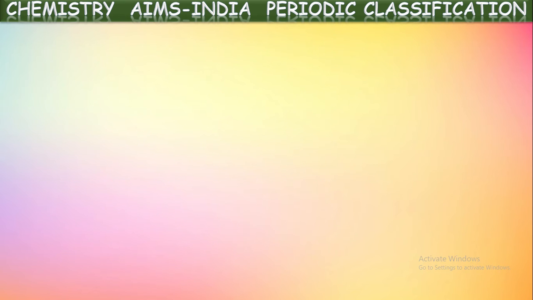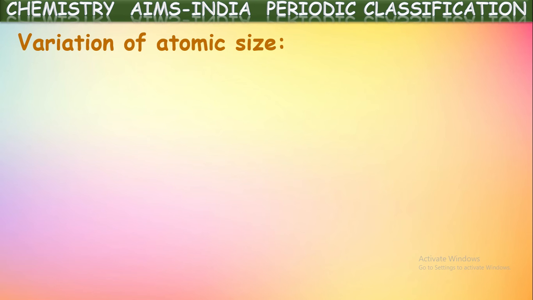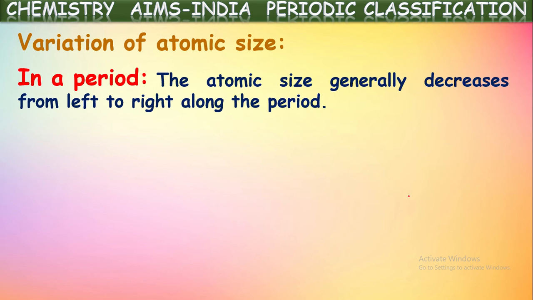Now let us see how this atomic radius varies in the groups and periods. In a period, we know the atomic size generally decreases from left to right along the period.